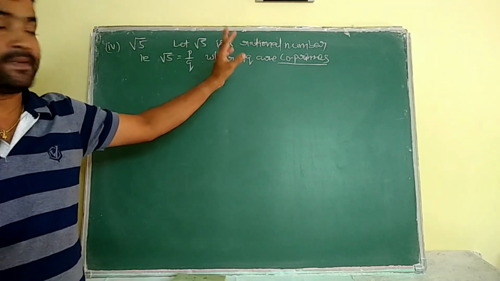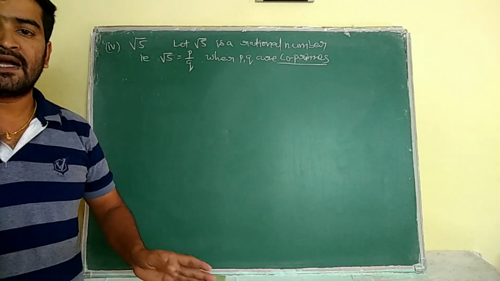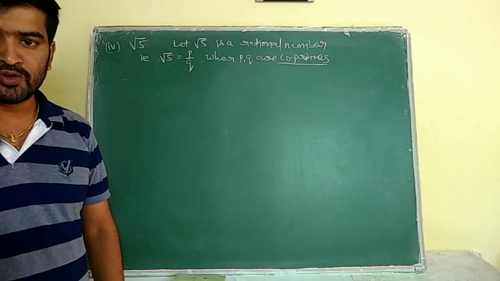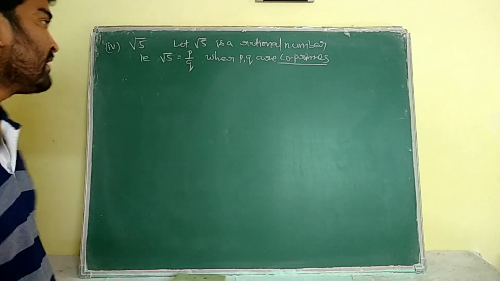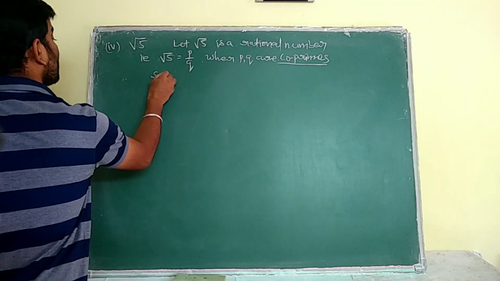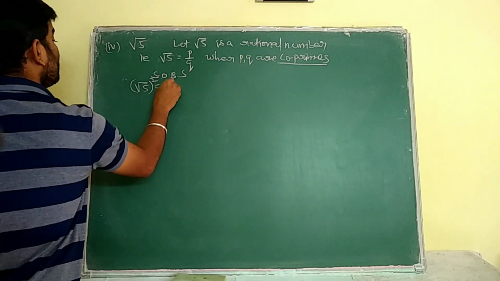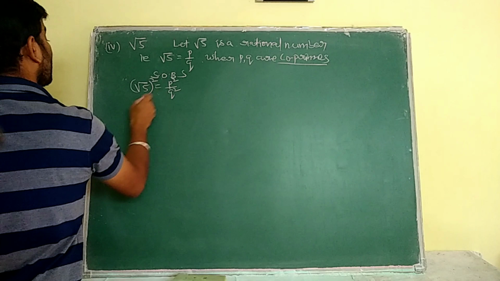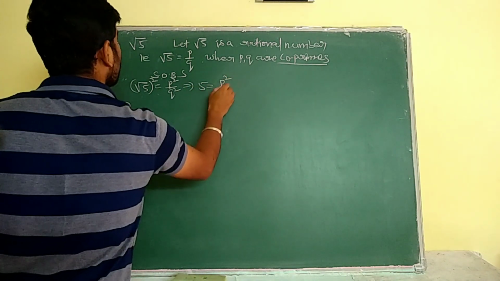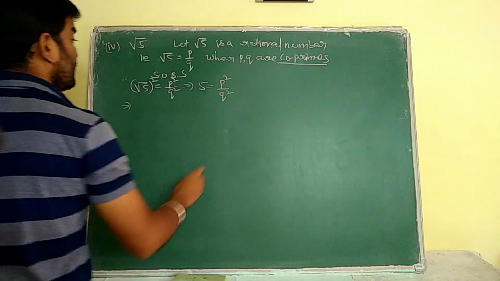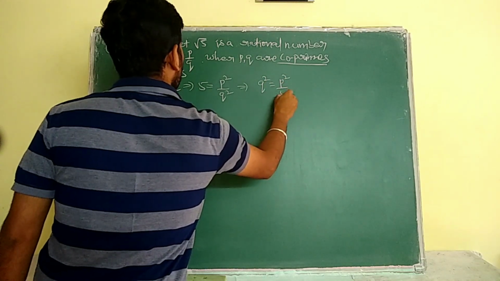Co-primes and relative primes are the same. That means p and q have 1 as the greatest common factor. Other than 1, there is no common factor for p and q. Based on that key point, we will solve model 1. Now squaring on both sides, root 5 whole square is equal to p square by q square. That implies 5 is equal to p square by q square. Now from this I will write q square is equal to p square by 5.